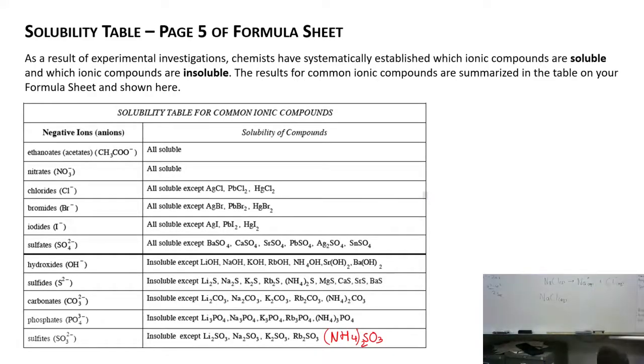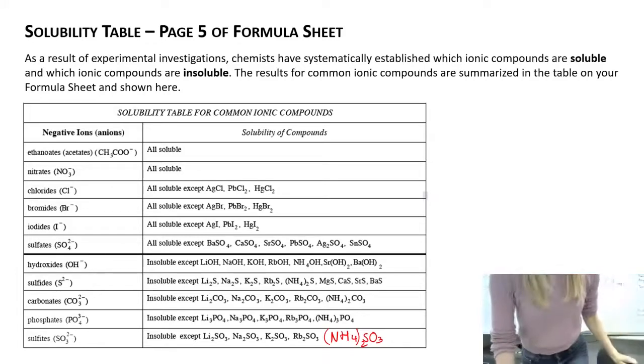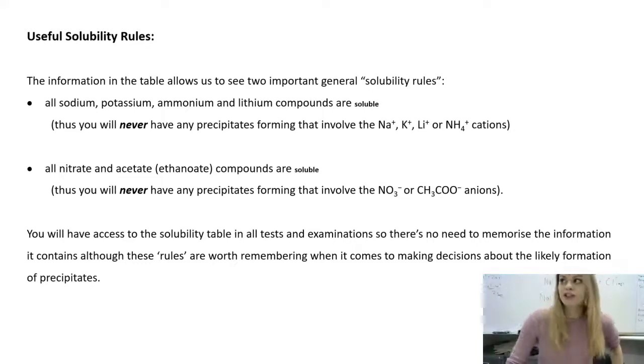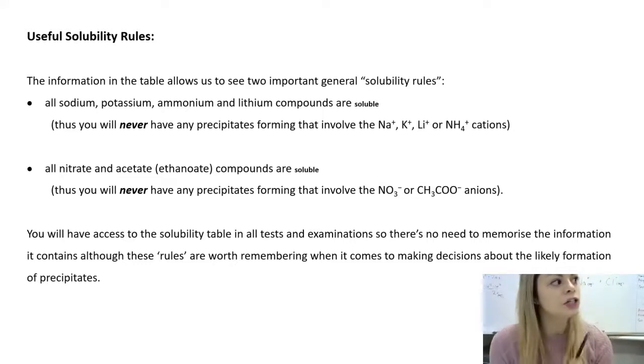Anyway, the other thing that's worth remembering is, of the anions, which ones are always soluble, regardless of what they're combined with: these two at the top. And that's easy to remember because it says it right there. Acetates and nitrates are always soluble. Okay? No matter what metal you put with them.